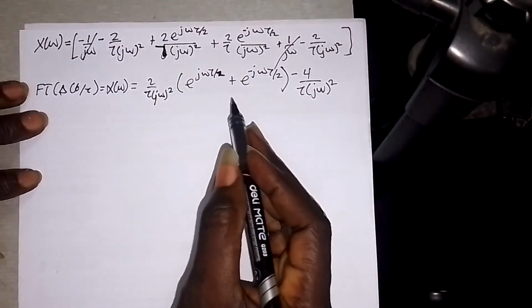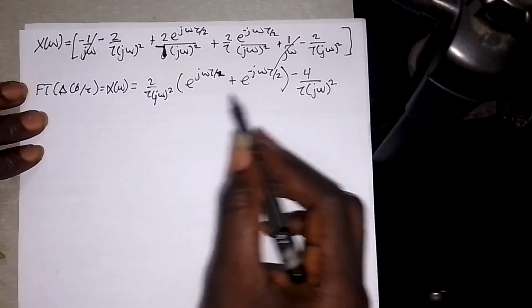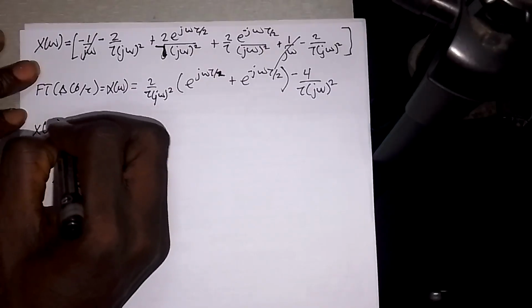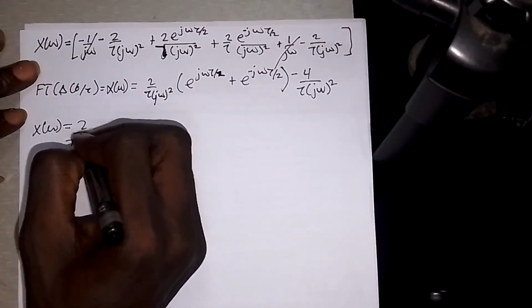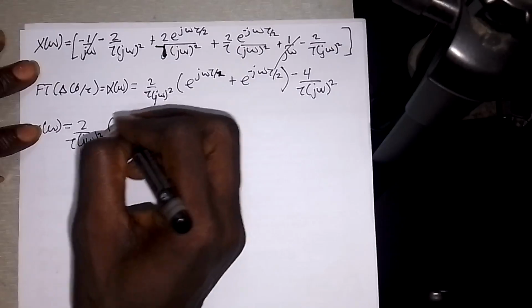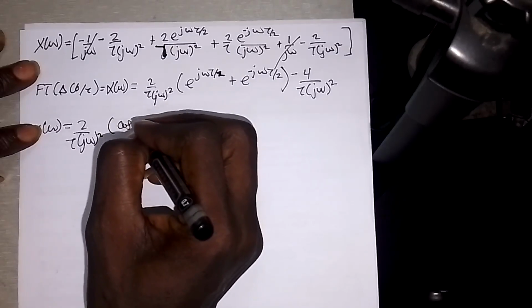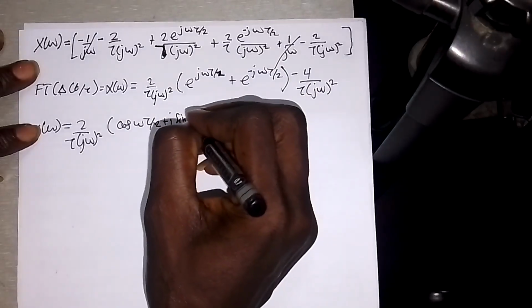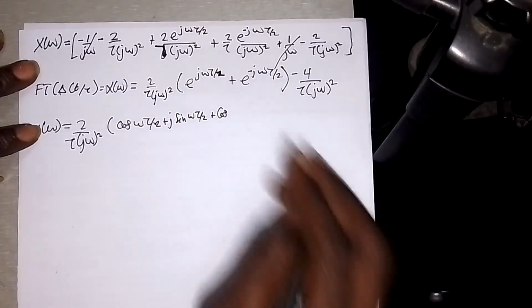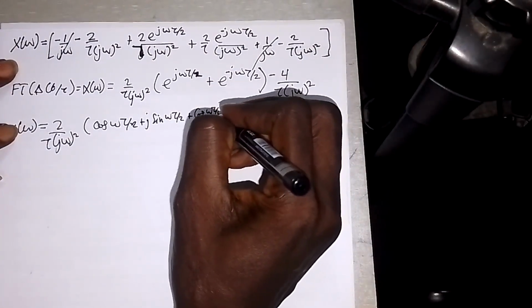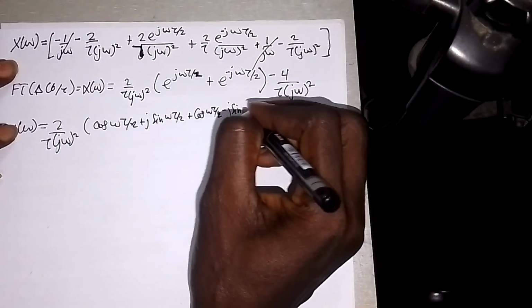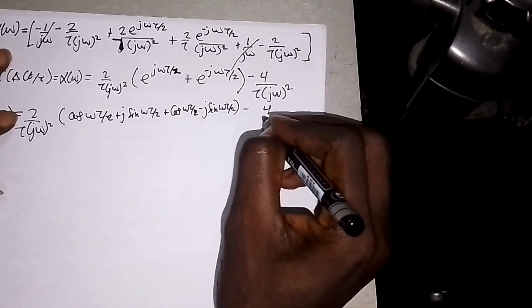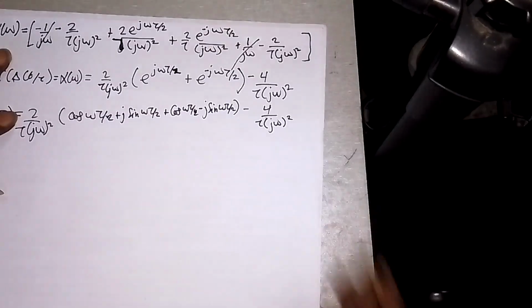Now what if I have this one? The first thing to deal with is this place, and there I have to use cos and sine. So let me say X of omega is equal to 2 on tau into j omega squared, into cos of omega tau on 2 plus j sine of omega tau on 2, plus cos of omega tau on 2 minus j sine of omega tau on 2, minus this one, which is 4 on tau j omega squared.